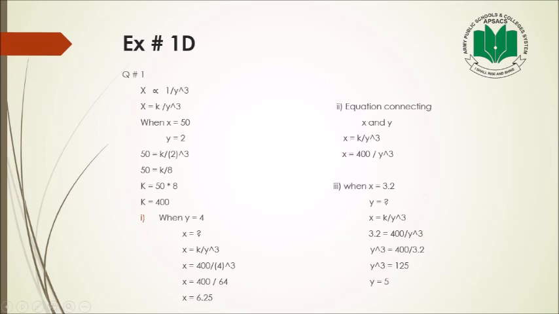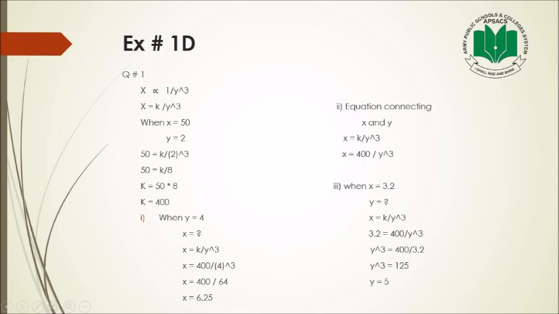Now part 1. When y is equal to 4, you have to find the value of x. So we will put the value of y and k in the above equation. X is equal to k over y cube. X is equal to 400 over 4 cube. Cube of 4 is 4 multiplied by 4 multiplied by 4 is equal to 64. X is equal to 400 over 64. So the value of x will be equal to 6.25.